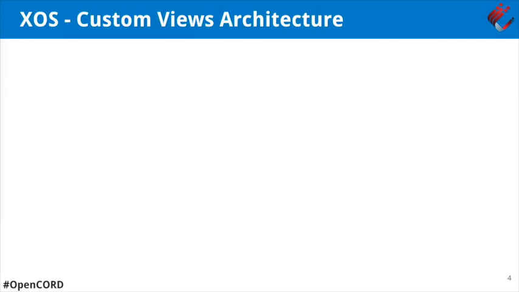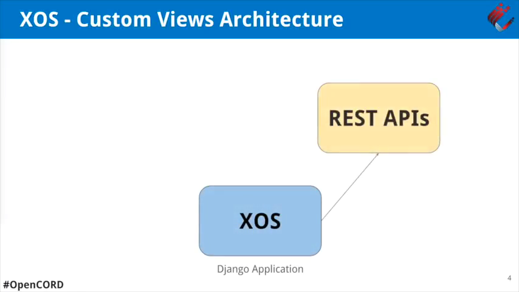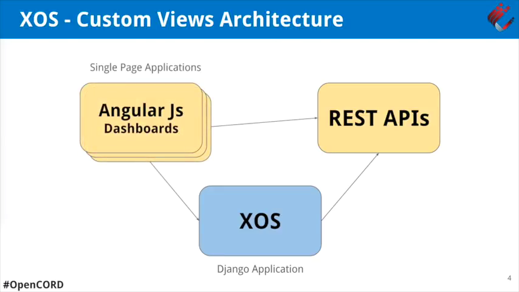XOS is essentially a Django application that exposes a REST API and implements a system to load custom dashboards tailored for different use cases. Each dashboard is a standalone AngularJS single-page application that communicates with XOS through the REST API.